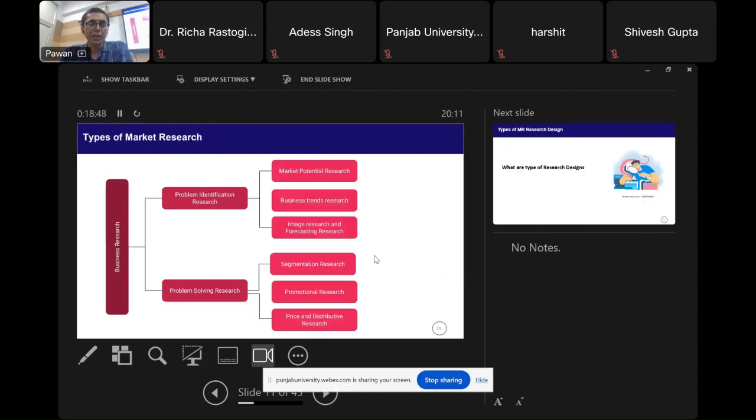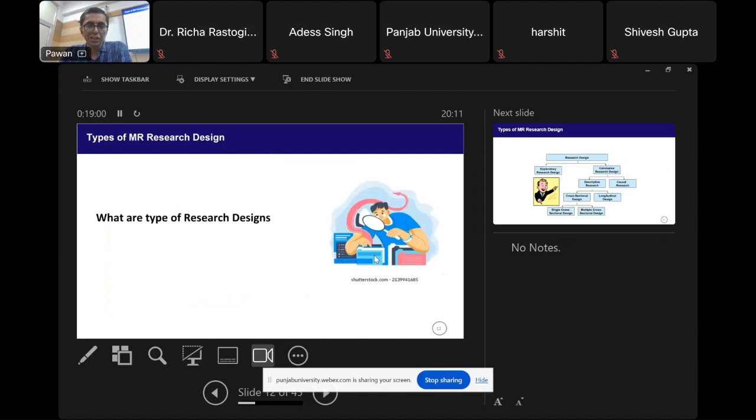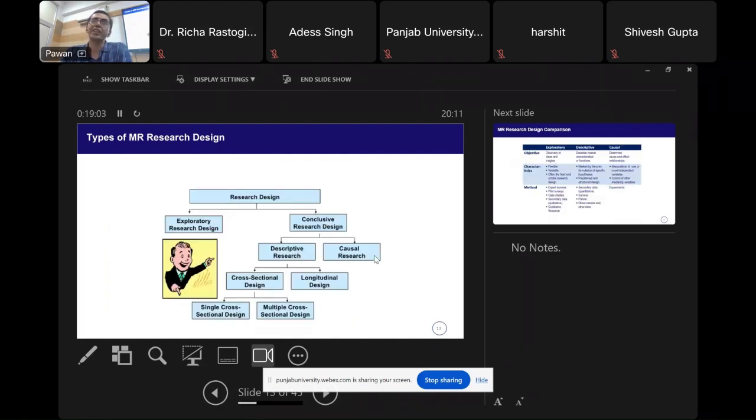Then types of market research. One is it can help you identify problems, and second, it can help you solve problems. You can use it at both places. Market research designs, we discussed 3. Exploratory, where you are understanding the broad landscape, and then descriptive and causal. Descriptive is where you have defined questions and you want to answer them. Causal is where you are establishing a relationship between some outcome and cause.